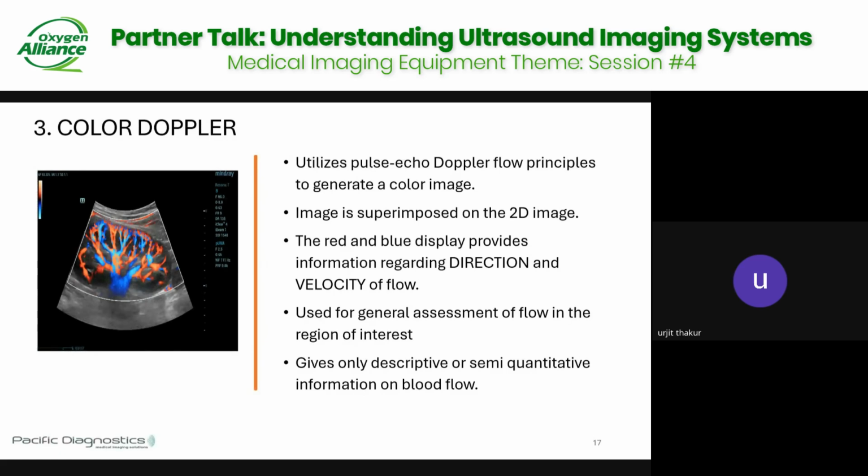So it is used for general assessment of flow in a region of interest, generally in organs such as the liver, the heart, or certain organs that you need to see. It only gives descriptive or semi-quantitative information on blood flow. So it will give only certain basic information.